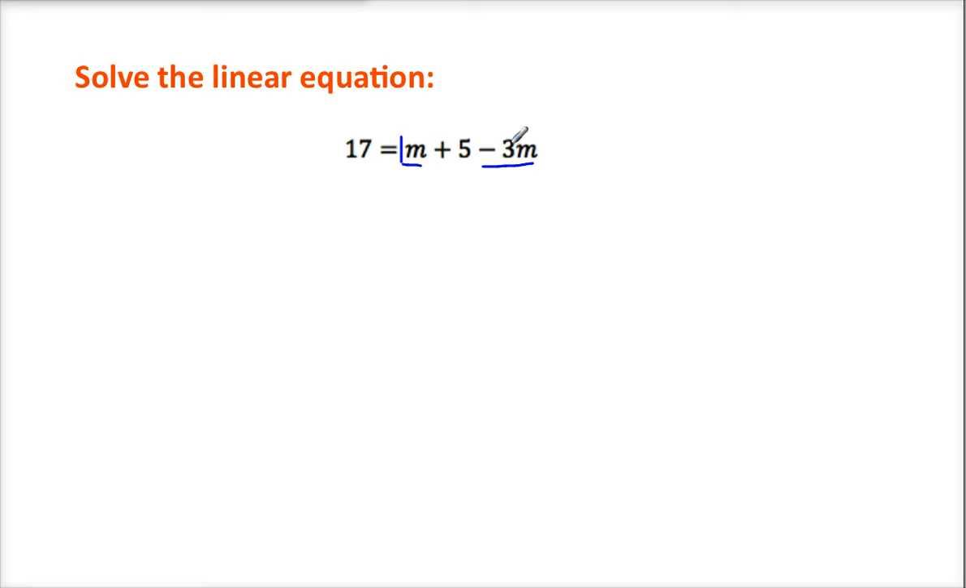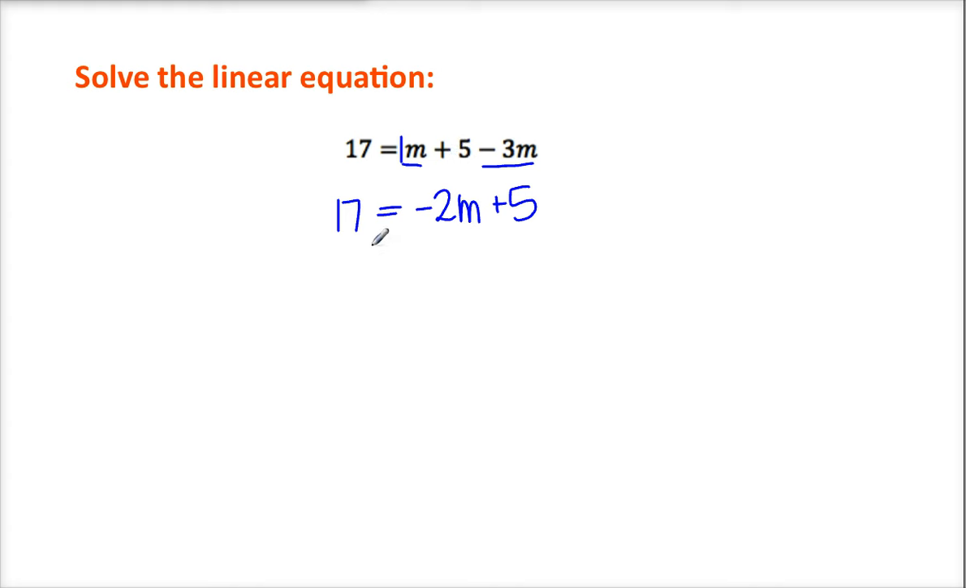So 1 minus 3 would be negative 2. So that leaves me with negative 2 m's, and then I still have this plus 5. Okay, all of this is still equal to 17. And now this side is simplified, and it looks much easier to work with than what I had before.